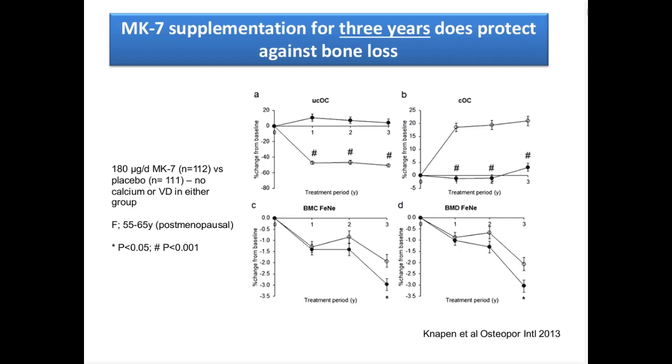Now, the line with the open circles are the women who received 180 micrograms per day of menaquinone 7. And as you can see, they had less loss than the other group in the closed circles, which represent the women on the placebo. And these were 55 to 65-year-old postmenopausal women. So over 3 years, the menaquinone 7 provided a small amount of protection. It did not stop the bone loss, but there was less bone loss here in that group than the group that did not receive vitamin K.